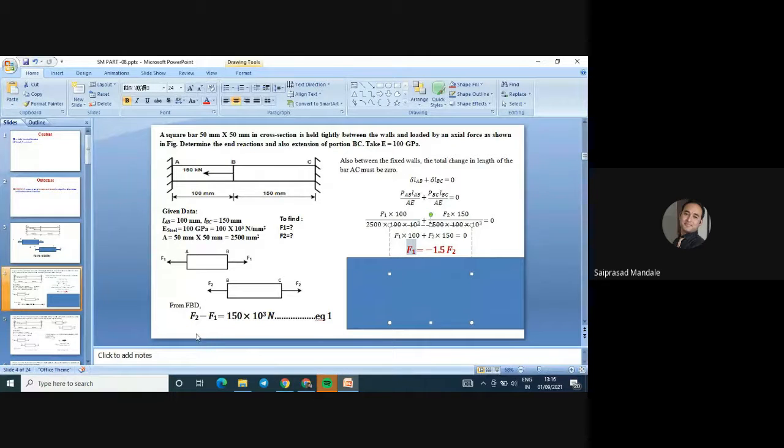So the equation becomes F2 minus of minus 1.5 F2, which means plus 1.5 F2, equal to 150. That is 1.5 plus 1, 2.5 F2 equal to 150 into 10 cube Newton. So 150 into 10 cube divided by 2.5, sorry, not 1.5, 2.5.